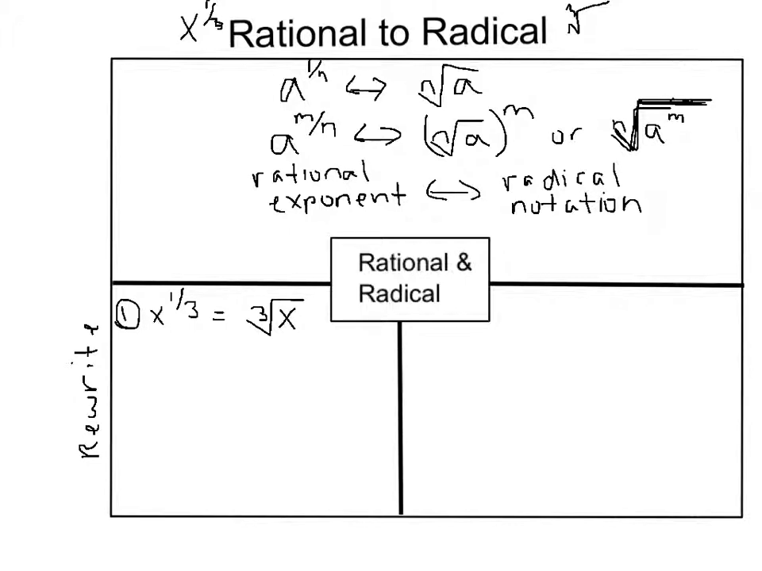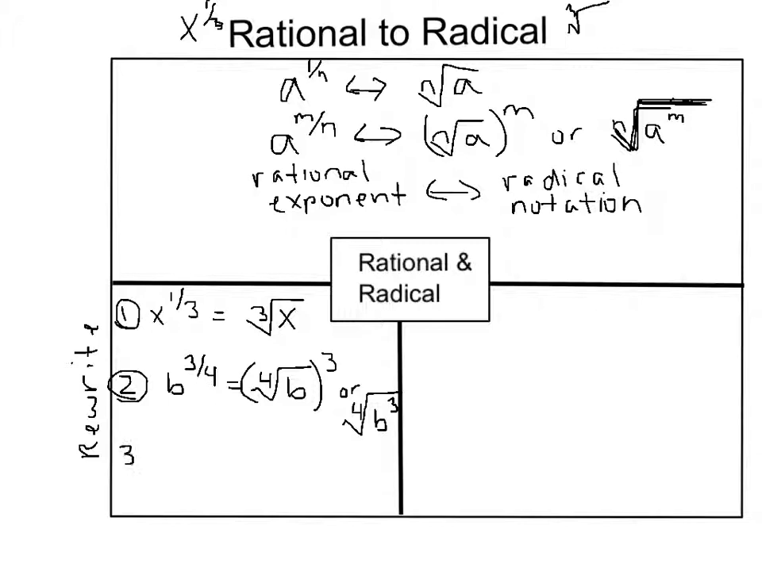If we had b to the 3/4, that's the same thing as the fourth root of b, because that denominator becomes your number inside the radical. We call that an index. It's that number that's kind of squished in there. So the fourth root of b all to the third power, or you could write it as the fourth root of b cubed. You'll see it come up both ways, so you need to make sure that you understand that it means the same thing.